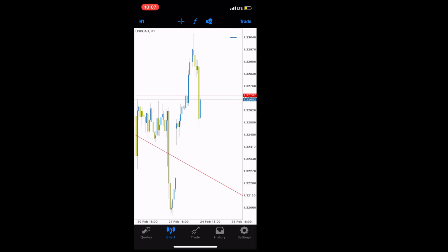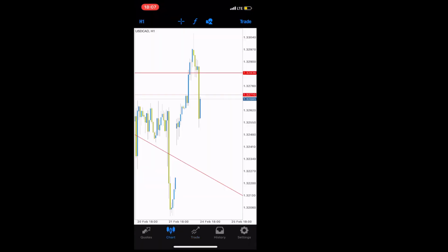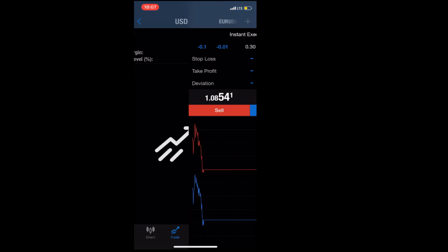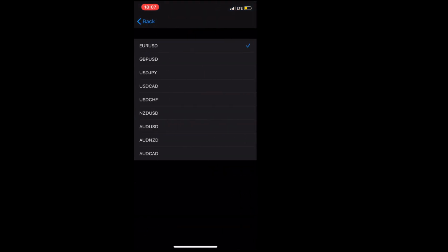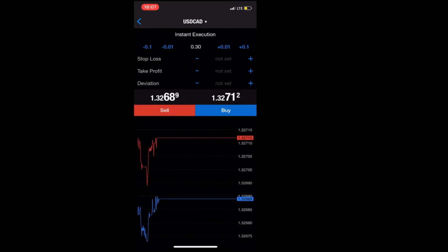Let's say we expect price to hit this level here and then start reversing. This level is 1.32836. Now we go to the trade section, where your balance is showing and everything. Then click the plus icon on the top right hand corner. Where it's written EUR USD, click that and go to USD CAD.